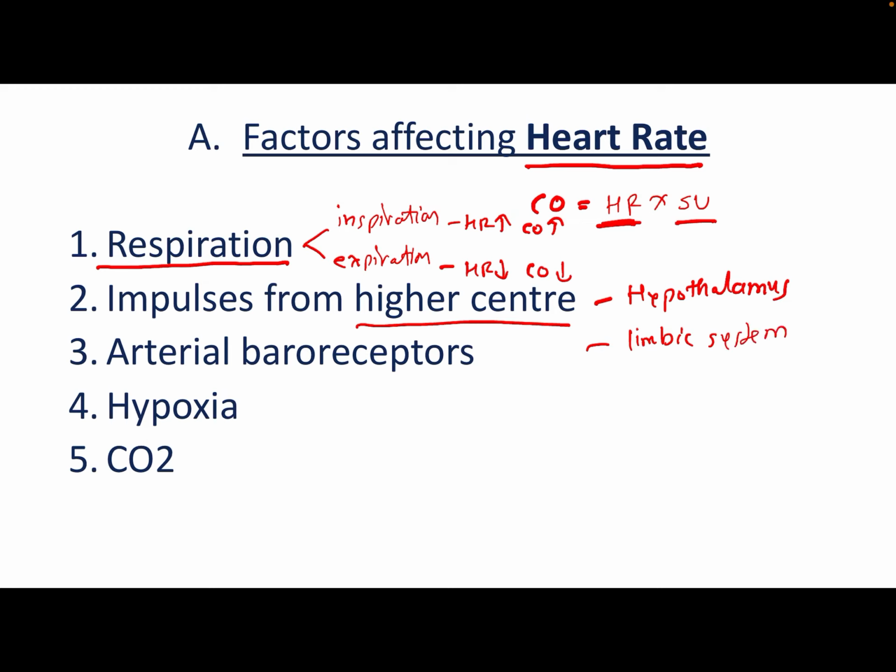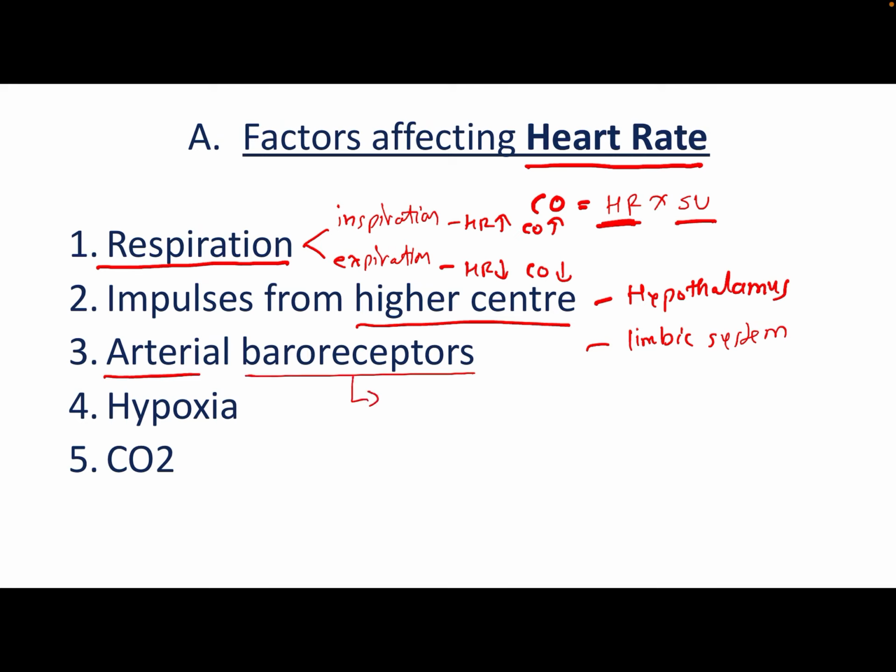Okay, heart rate is increased in response to excitement and anger, so cardiac output will increase, and heart rate will decrease in case of fear and grief, so cardiac output will decrease. Then the next one is arterial baroreceptors.